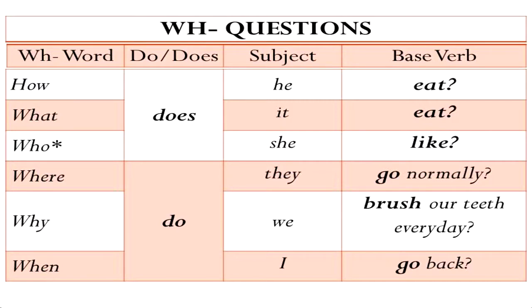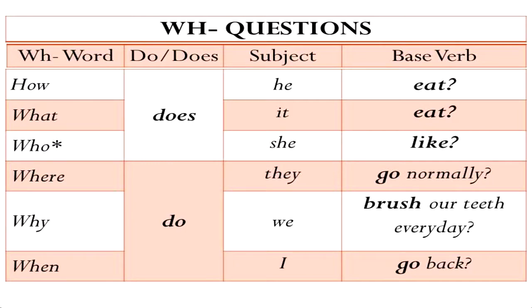How does he, it, or she. For singular subjects, we use does and we use base verb. For plural subject, we use do and we use base verb. But before these auxiliary verbs, you have to use the WH word. So let's look at the example. How does he eat? What does it eat? Who does she like?